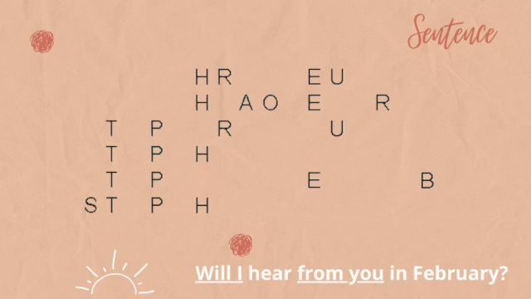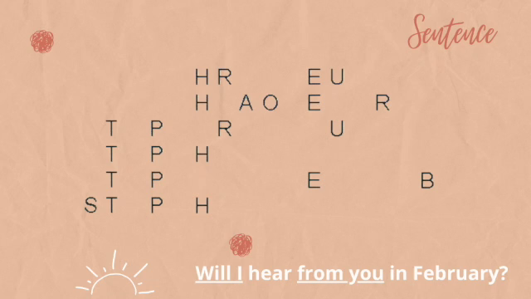This is how we are going to write "Will I hear from you in February". "Will I" is a phrase, and then "hear from you" is a phrase. Then we have also "in", and then "February", that's a brief or arbitrary, and then the question mark. I hope you have the same answer with me. So congratulations for that. And that's it for lessons 21 to 25.